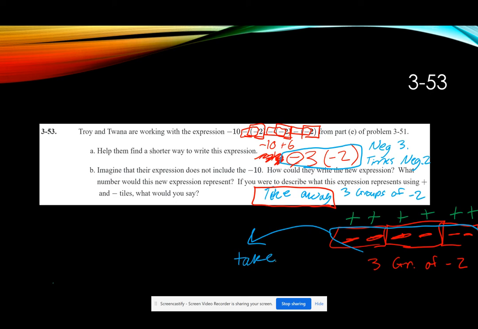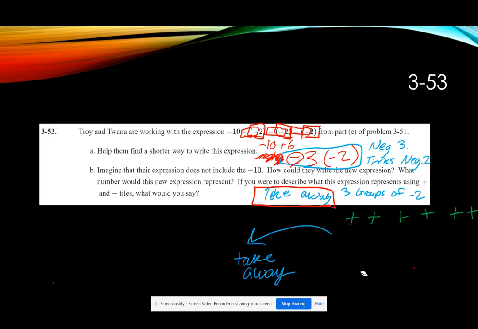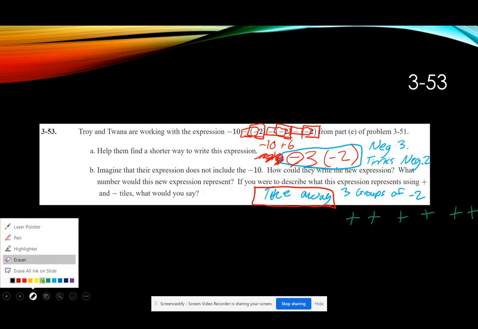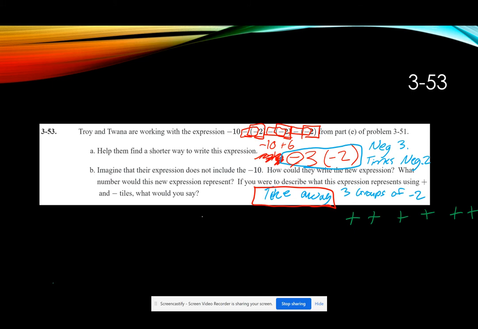So they're no longer with the positive tiles. I'm going to go ahead and actually erase them. And now what am I left with here? Well, I'm left with 6 positive tiles. So my answer here is going to be +6. That's how many tiles I have remaining when I took away my 3 groups of -2.